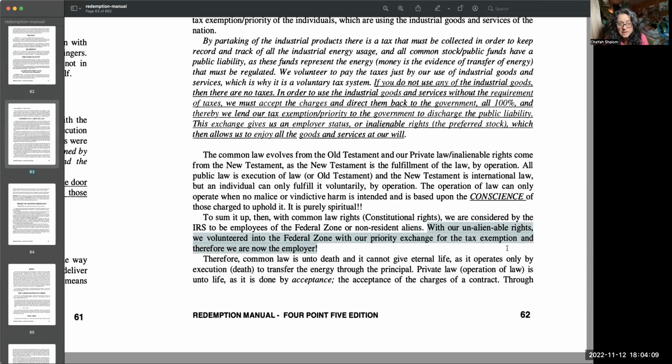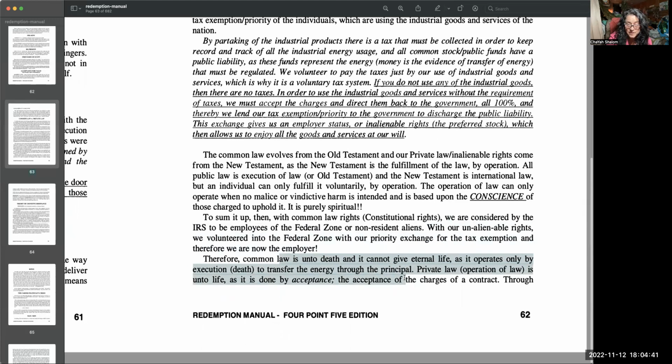Okay. I'm going to have to watch this video over again because I didn't get that. That's weird. But I'm going to move on. Therefore, common law is unto death. And it cannot give eternal life, as it operates only by execution, death, to transfer the energy through the principle.